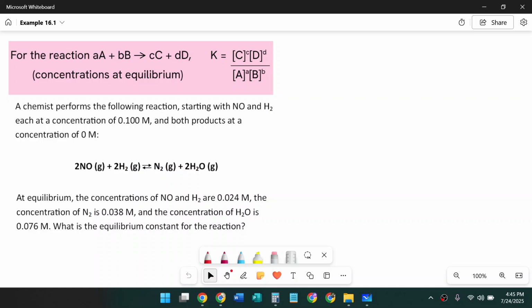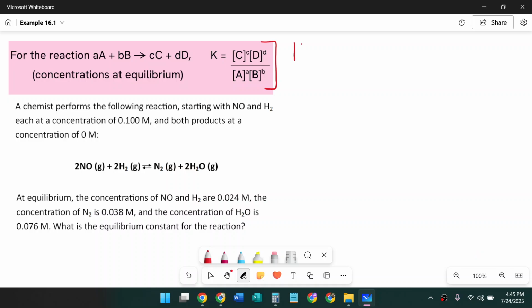At equilibrium, the concentrations of NO and H2 are 0.024 molarity. The concentration of N2 is 0.38 molarity, and the concentration of H2O is 0.076 molarity. What is the equilibrium constant for the reaction? So we have an equation to work with that, so we're just going to start plugging things in.